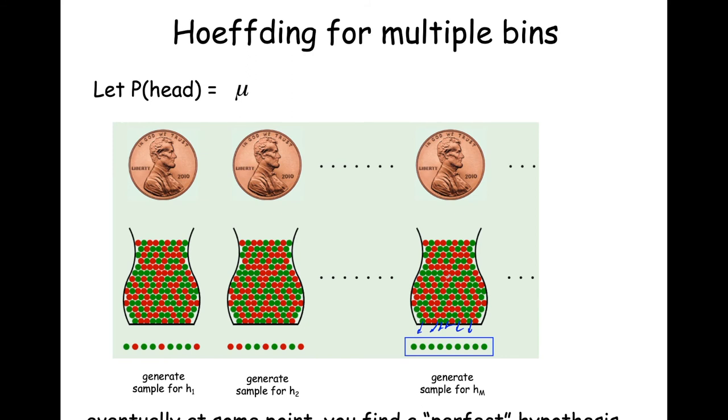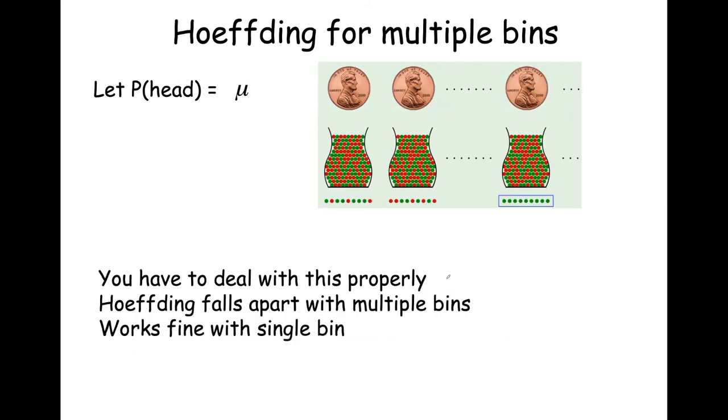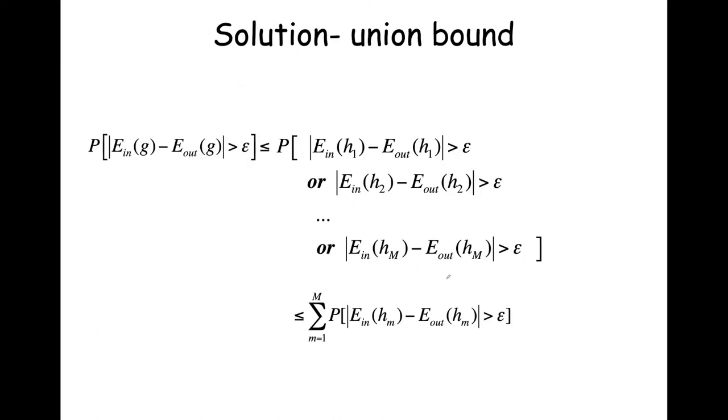So we need to augment Hoeffding's inequality to better handle this case where we have multiple bins. You have to deal with it properly. Hoeffding's inequality falls apart in the case where we have multiple bins, but it works fine with a single bin. So let's explore this. This idea of in-sample error diverging from out-of-sample error by more than error tolerance epsilon is a bad event. In essence, when we find our final best hypothesis in the anatomy of a learner, that final best hypothesis is the result of looking at the divergence between the in-sample and the out-of-sample performance, whether it exceeds that threshold epsilon.